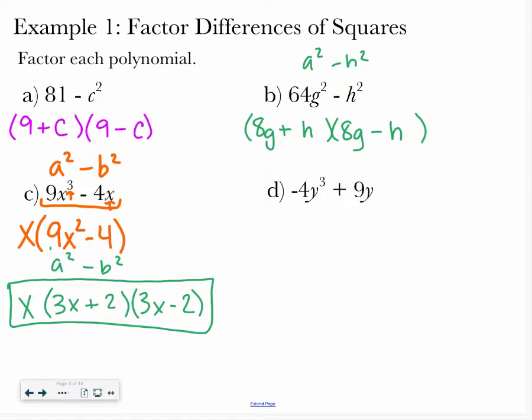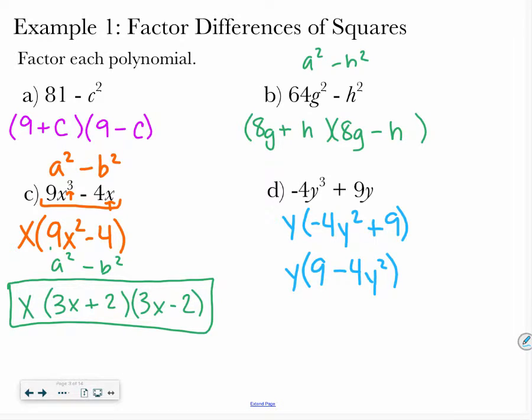Okay, so just like we were practicing before, where if they have a number or a variable in common, you need to pull that out of the expression first. So at letter D, we have negative 4y cubed plus 9y. Again, we can pull a y out. I'm left with negative 4y squared plus 9. And now I have my a squared. It's not quite the a squared minus b squared that we're used to. So if I want, I can rewrite it so it matches that form. I can have my a squared minus my b squared.